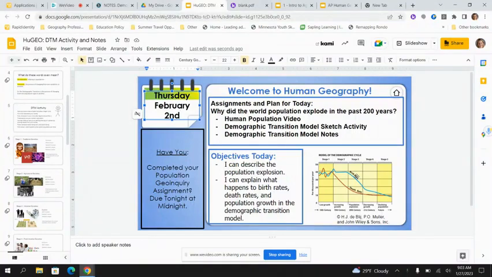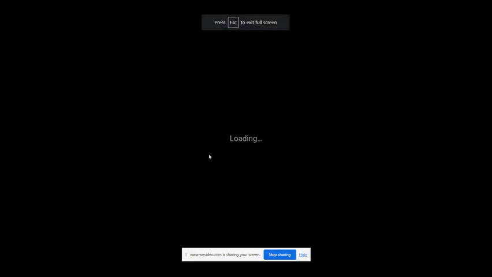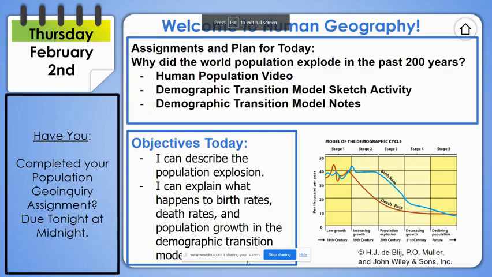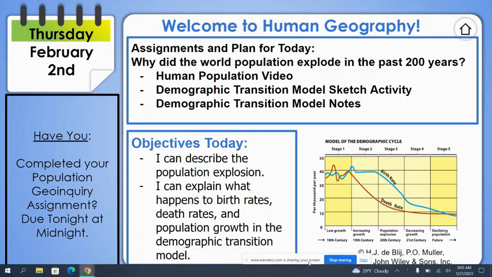Welcome to the DTM lesson. And so once again, you should be taking notes as you watch the video. And anytime you see something in yellow that is on the screen, you should definitely write it down.